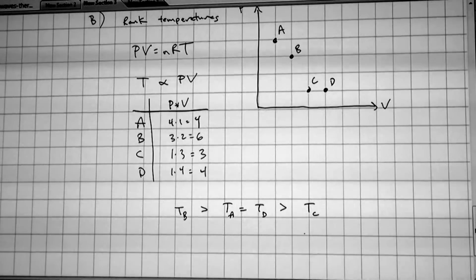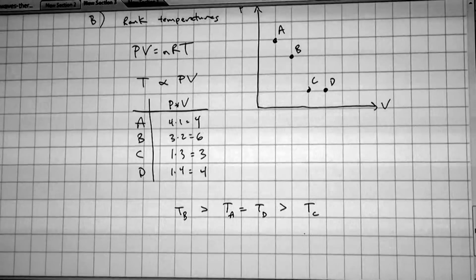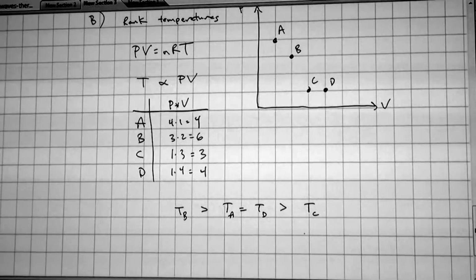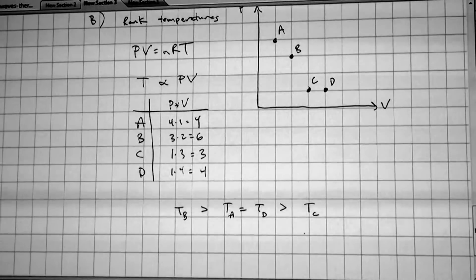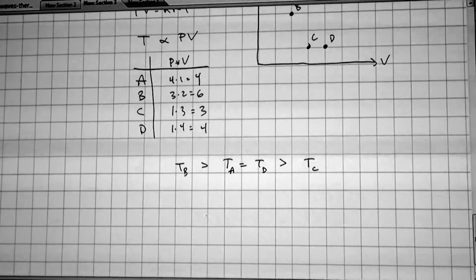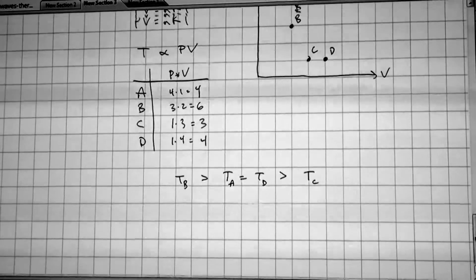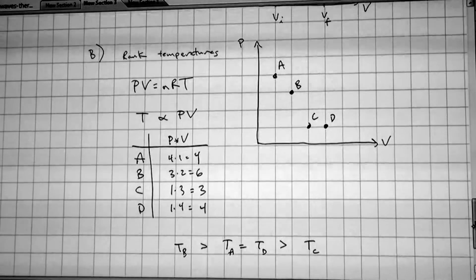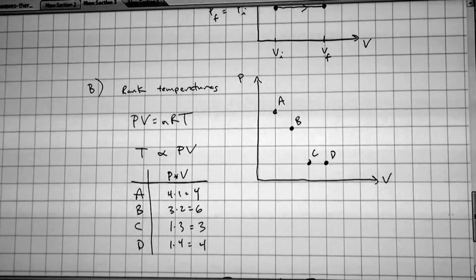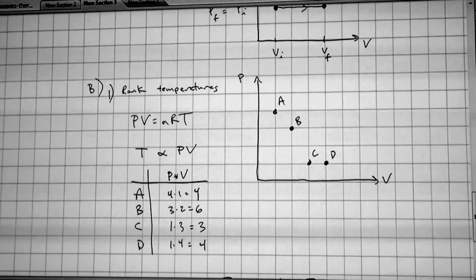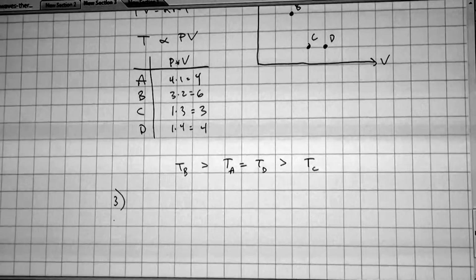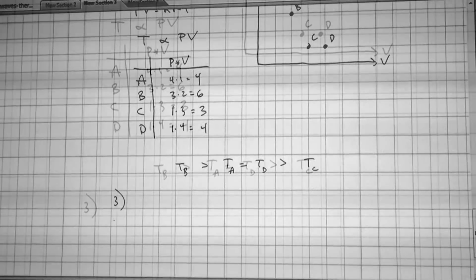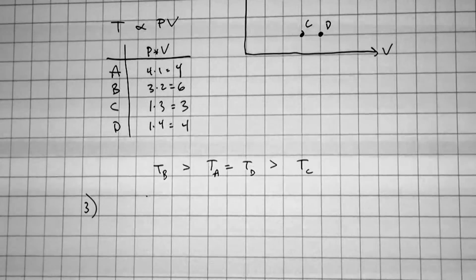Is it possible for the gas to be in a state in which it has the same volume as in state B and the same temperature as in state A? If so, mark it on the PV diagram. Is it possible? Yes.